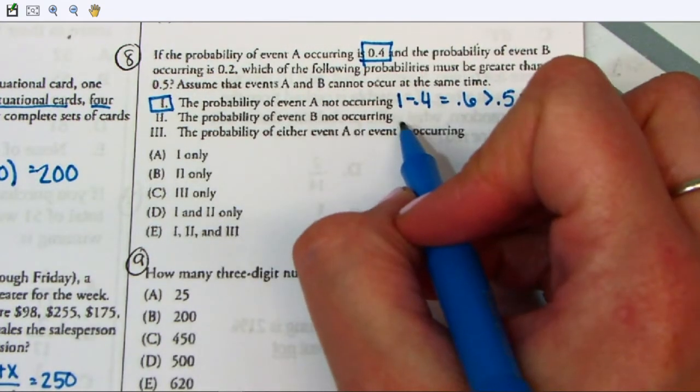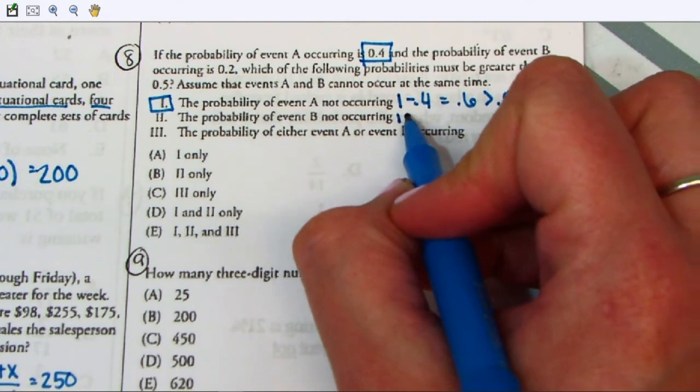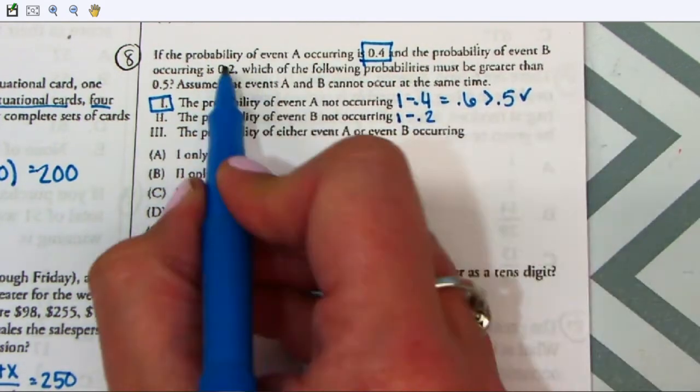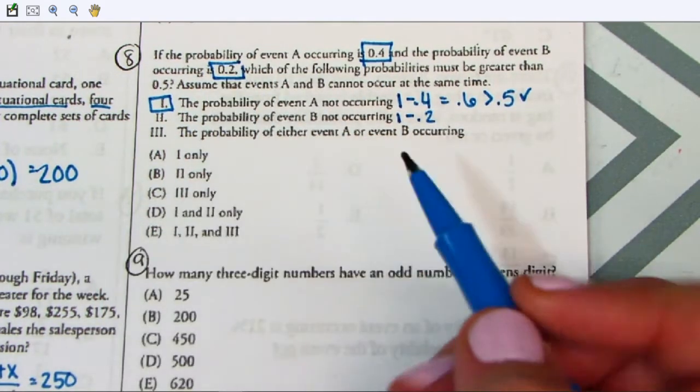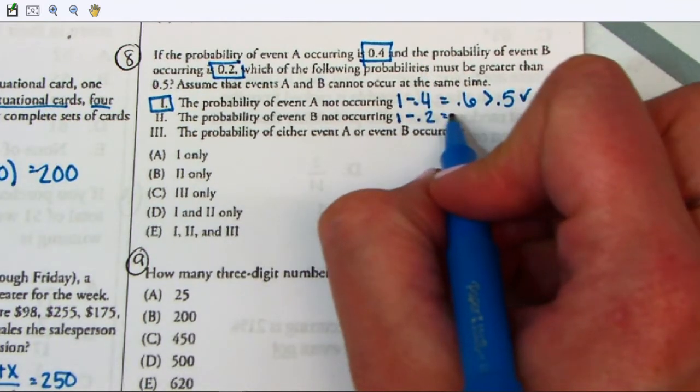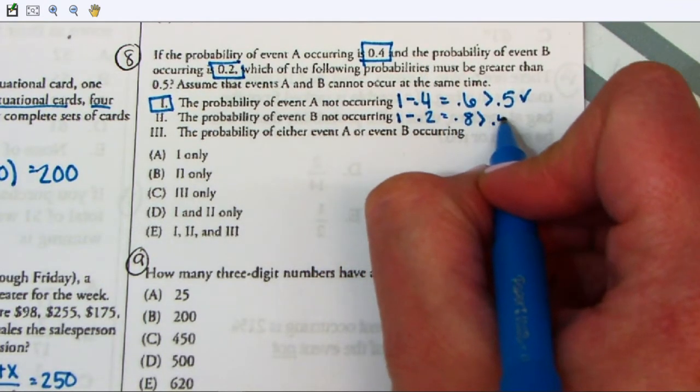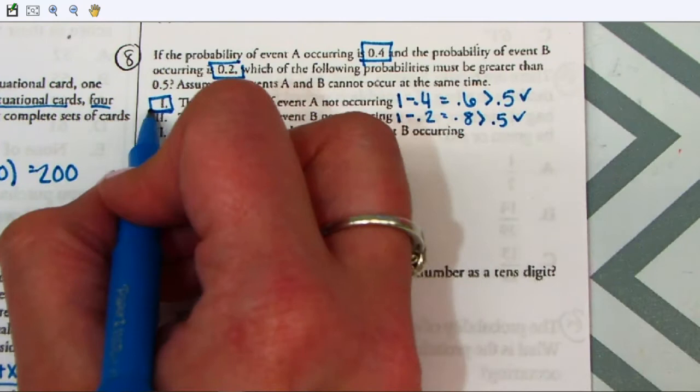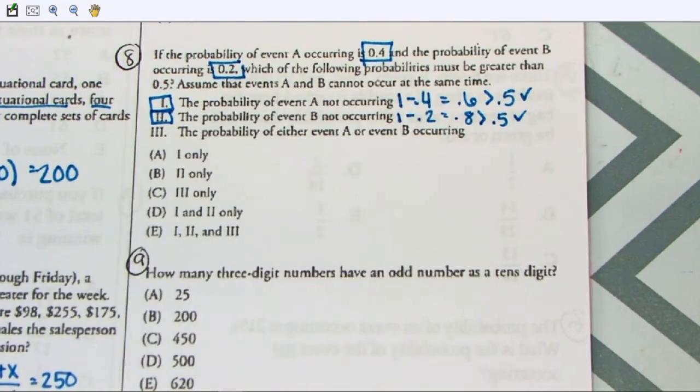Number 2, the probability of event B not occurring. So I'm going to subtract the probability of event B from 1, so what I'm left with is not B. So 0.8 is greater than 0.5. That is true, so number 2 is also true.